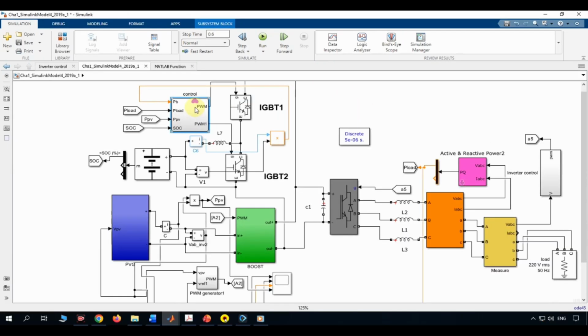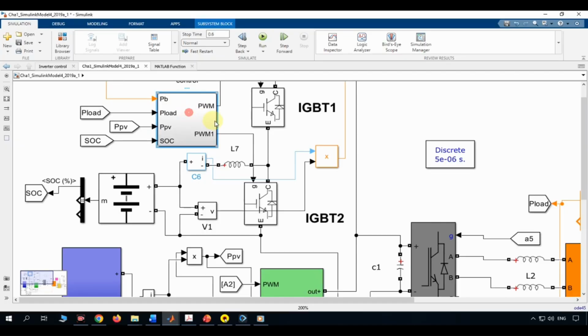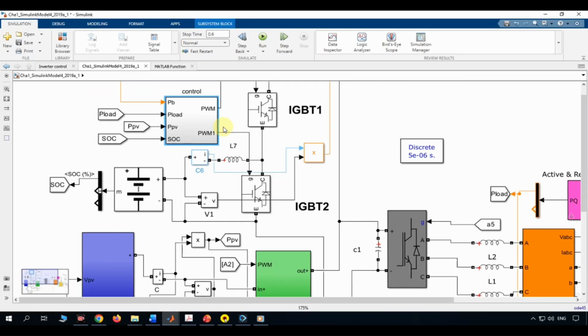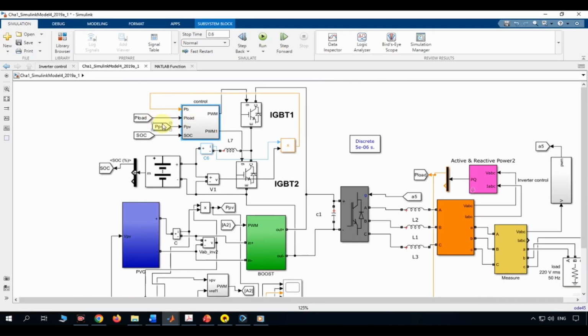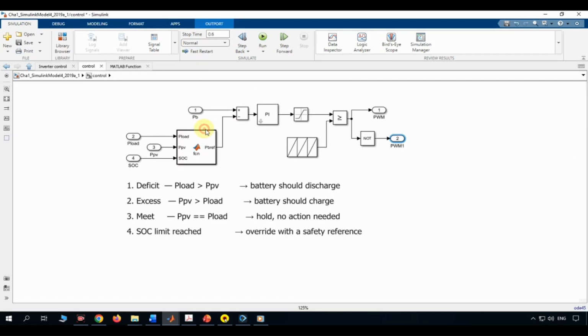This subsystem is the decision maker for the entire battery in this microgrid. Four inputs come in: battery power, load, PV generation, state of charge, and two switching signals come out, driving IGBT1 and IGBT2 directly. In between, there's a MATLAB function making a genuinely complicated decision: should the battery charge, discharge, hold, or protect itself, followed by a PI controller and a PWM generator that turns that decision into an actual gate signal. Let's open it up and go through it end to end.